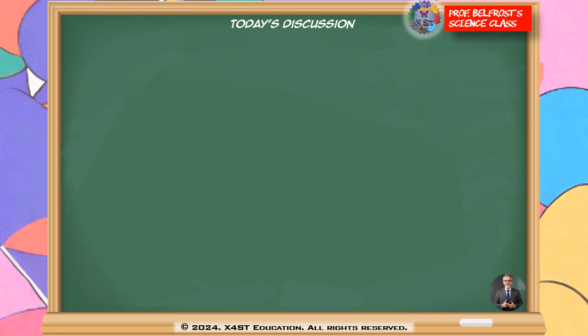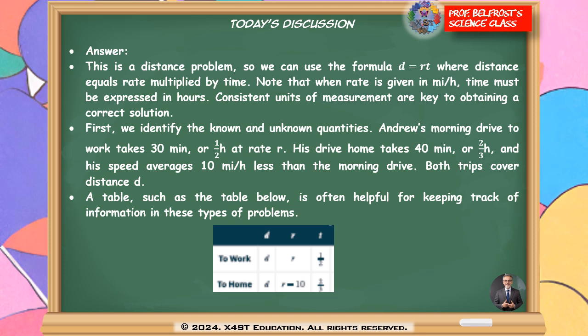First we need to know that we need to apply a distance formula here. Say that d is the distance, r is the rate, t is time. So d equals rt. So it takes 30 minutes or half hour at rate r. If he is driving home and takes 40 minutes, it means two-thirds of an hour, and his speed averages 10 miles per hour less than the morning drive. And both trips cover distance d.